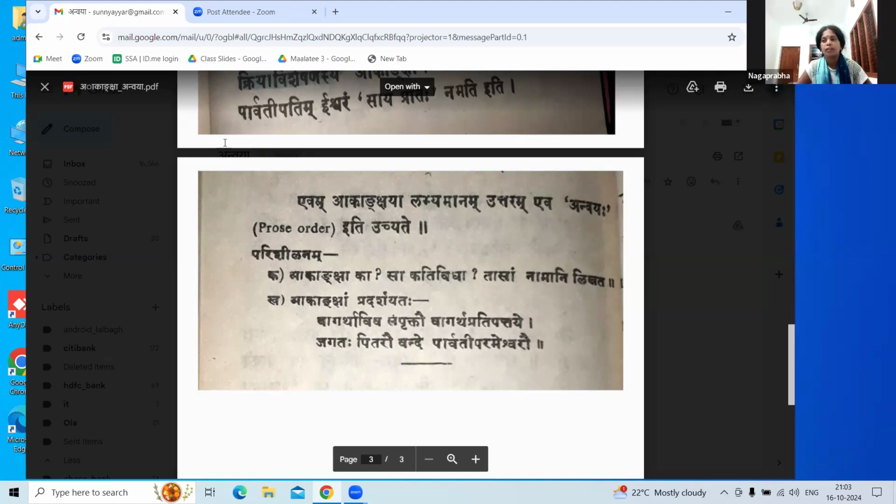I think vastram is the object. No, harita is the visheshan. Kidrisham vastram. Correct. I think vastram is karmam here, isn't it? No, why not? Like, who is this dress? It's a red dress.